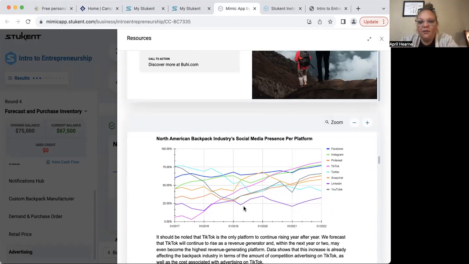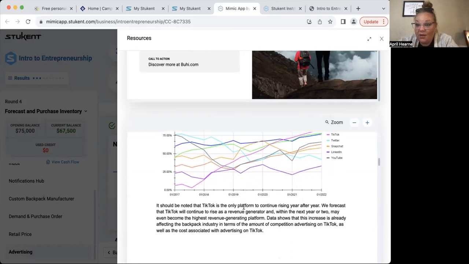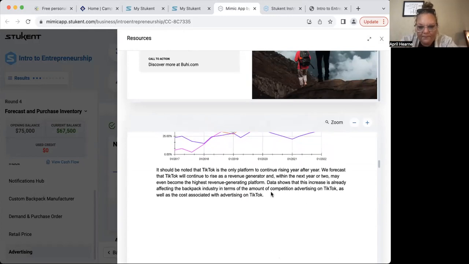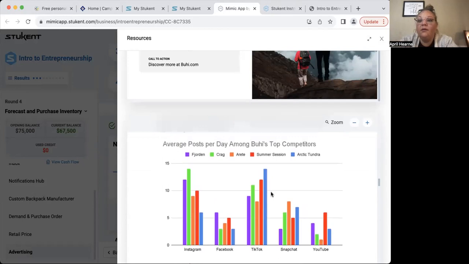It also shows everyone's platforms that they're using, and TikTok is number 1 here. It says it should be noted that TikTok is the only platform continuing to rise year after year. So as you're spending social media advertising, keep that in mind. Okay. I'll let you go back and read all of that, but understand it's important.